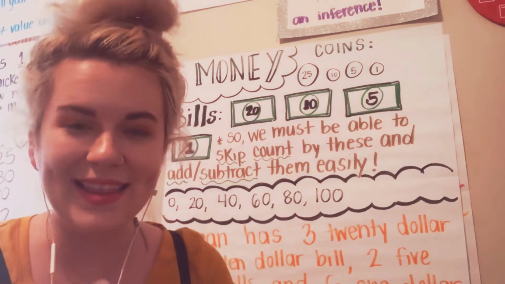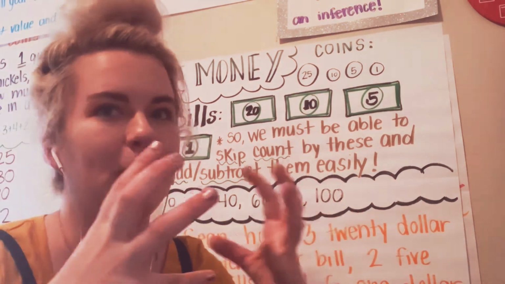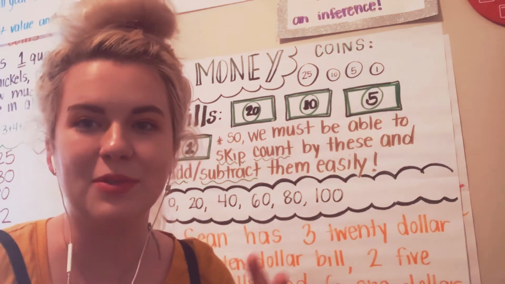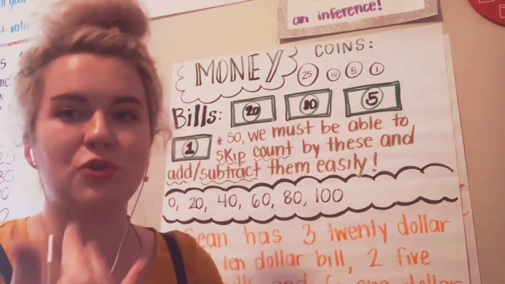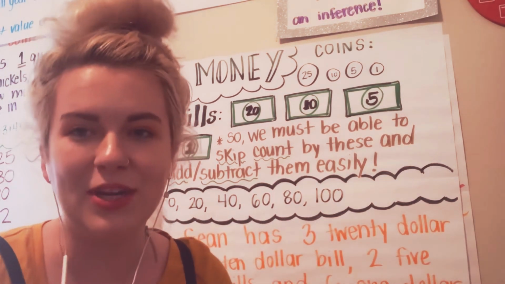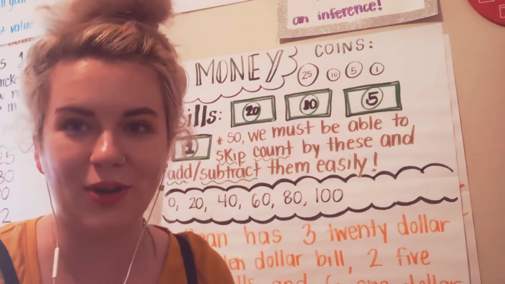Because when we're adding these values together and when we're counting up all the 20s, all the 10s, all the 5s, all the 1s, we have to be able to count on by 20, subtract 20, count on 5, count on 10. So we really have to be good at this before we can even start working on word problems.